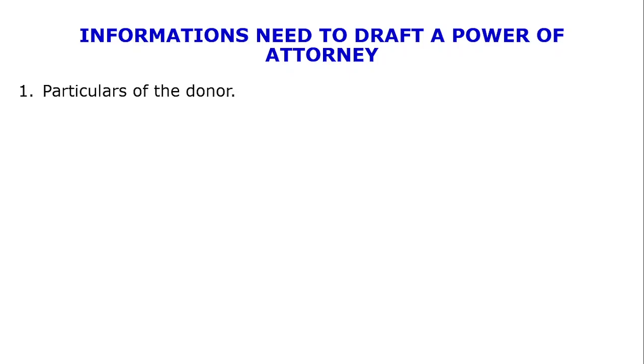Maybe your client is that donor. So you need these particulars, and by these particulars, we are referring to his name, his address, his occupation, and signature. And also, you need the particulars of the donee, because that's the purpose of the power of attorney: so that the donor can appoint a donee. So who is the donee?